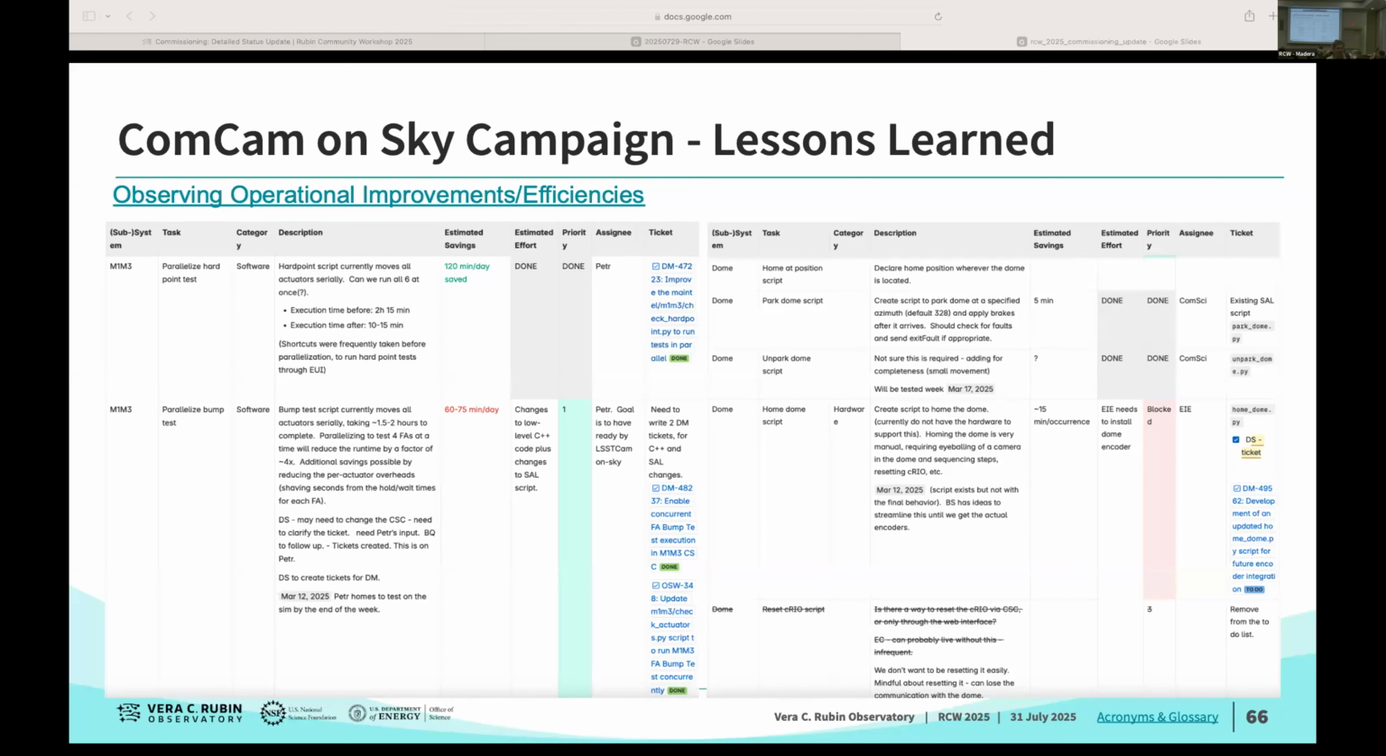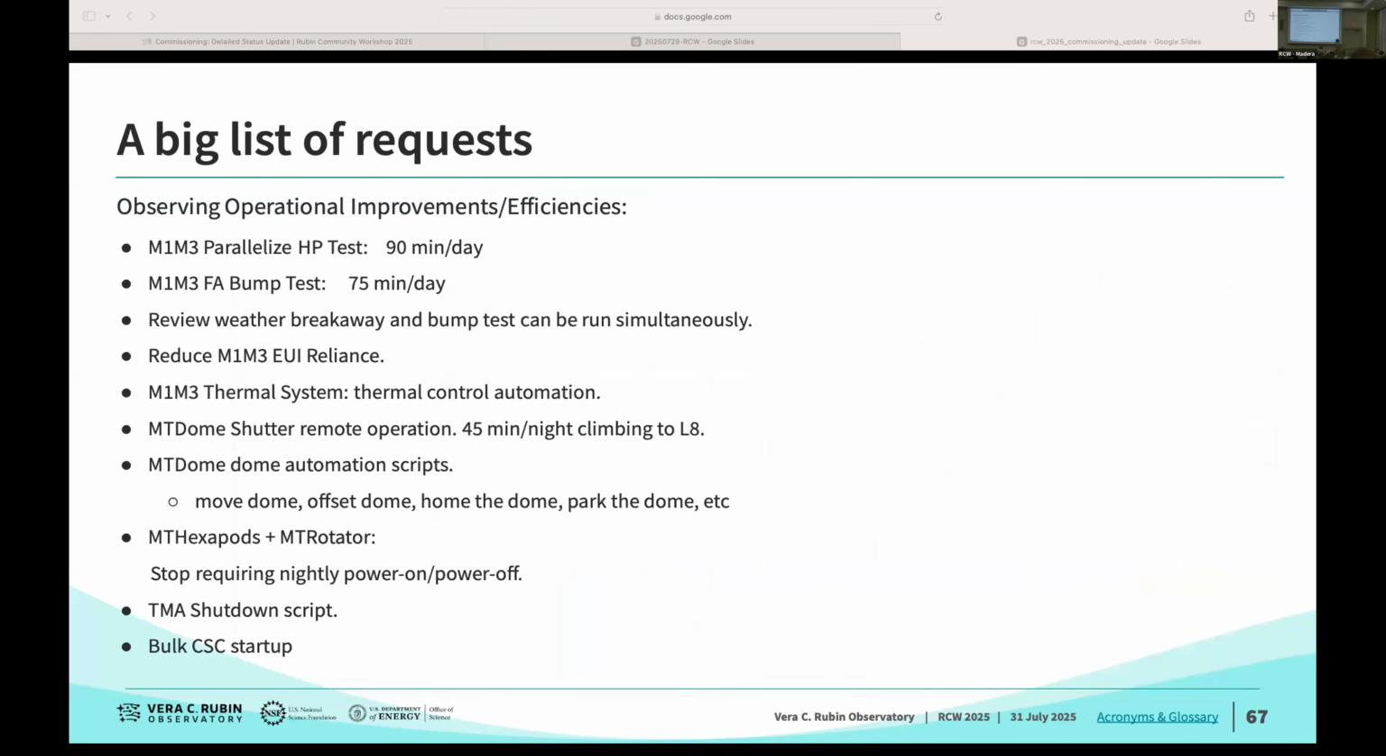And then we collected all those requests. It's a big list. Here I just show some of them. Some of the procedures that we do during the day to prepare our system were taking a very long time. For example, the health checks that we do for the mirror with the actuators and with the hard points, which guarantee that the mirror is safe, that we are not going to break the mirror. That was taking 2.5 hours more or less every day.